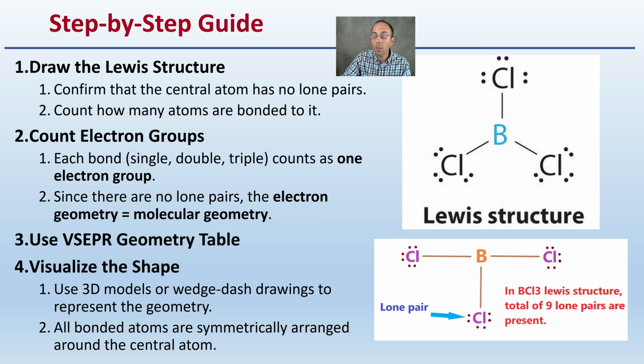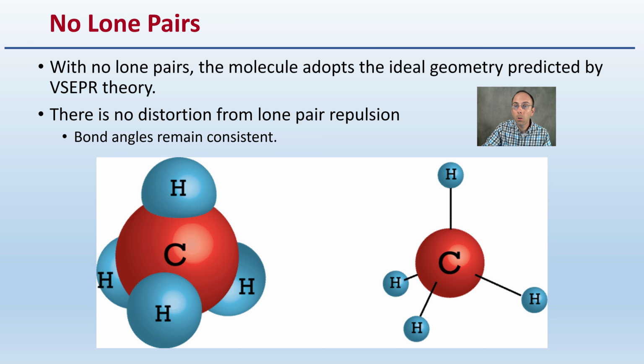So again, we're seeing this is pretty easy to go about because we're not having any confounding issues with repulsion, because there are no lone pairs on that central atom. With no lone pairs, the molecule adopts the ideal geometry predicted by the VSEPR theory. There's no distortion from those lone pairs. Bond angles remain consistent, and hopefully this is the easier one to understand.